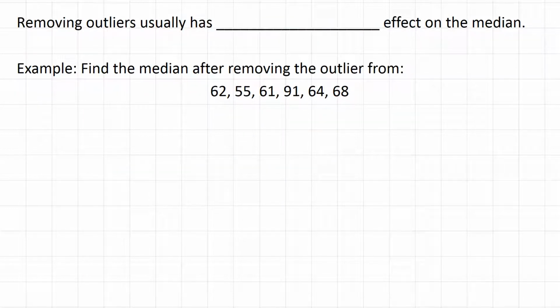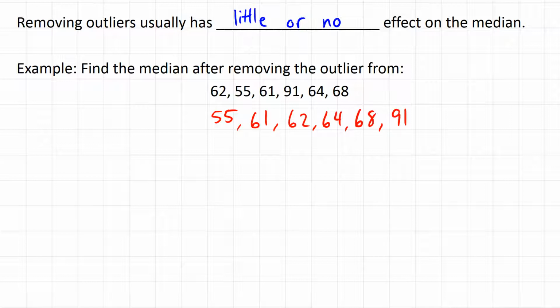What do outliers do to the median value? Well, let's take a look. Removing outliers usually has little or no effect on the median. And we're going to take an example, the one we just looked at. So again, ordering the numbers from smallest to largest: 55, 61, 62, 64, 68, and then 91. Is there an outlier in that data? Yeah, I'd say 91 is much higher than the next highest value. Doesn't seem to fit in there.